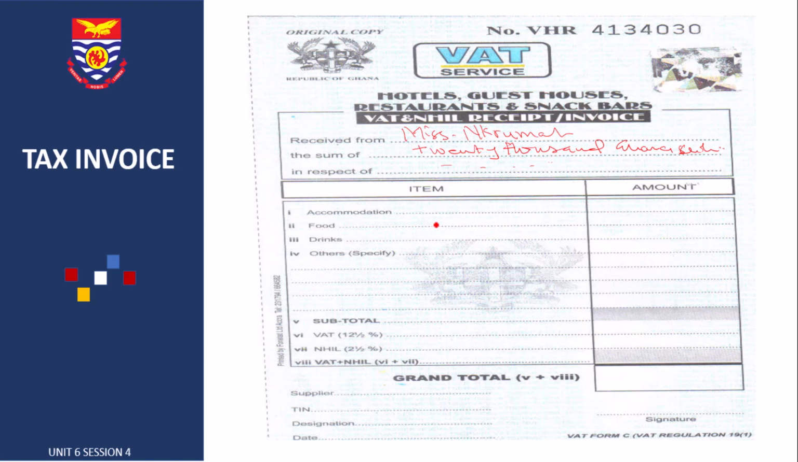Other VAT invoices may look different. Okay, then we have the descriptions of the items and then the various amounts. Then the grand total will be here. We also have subtotal, the VAT, the NHIL, and the two added together. Don't forget that with the passage of the amendment, the rate is now 15%. Okay, the rate is now 15%. So this total here has the total charge inclusive of the tax.